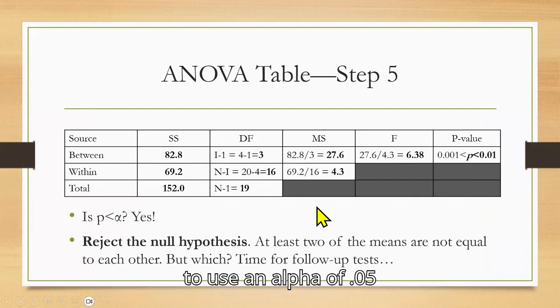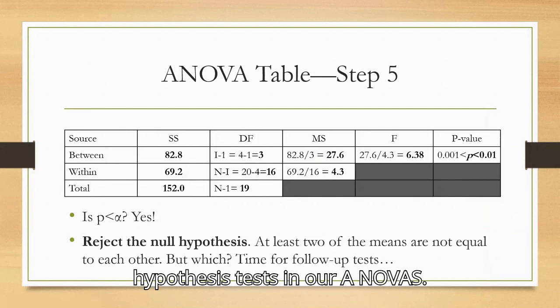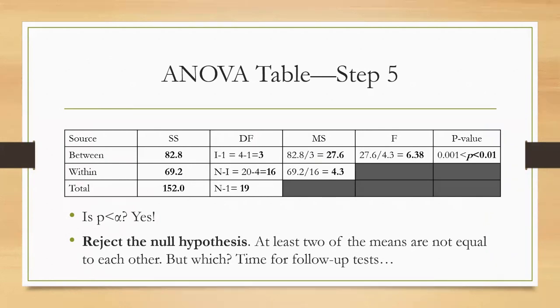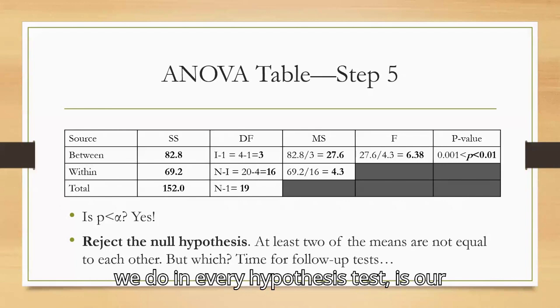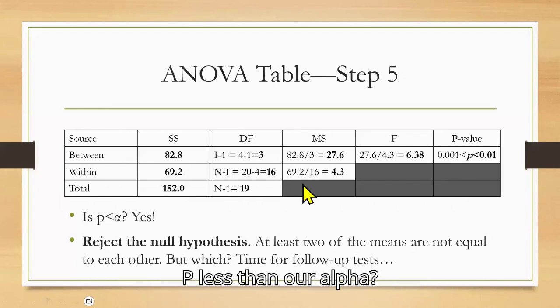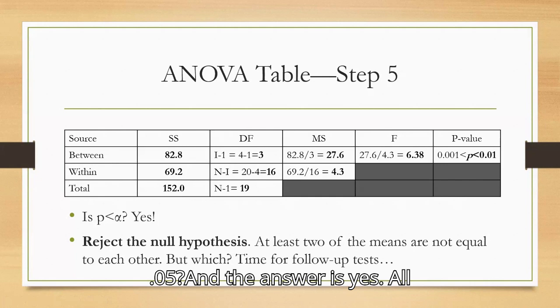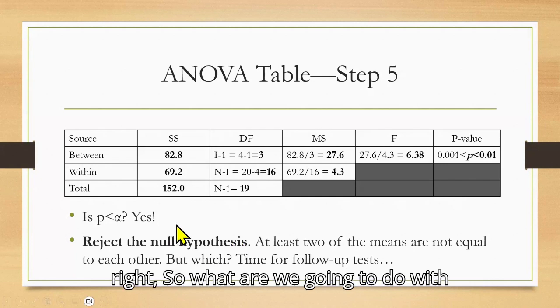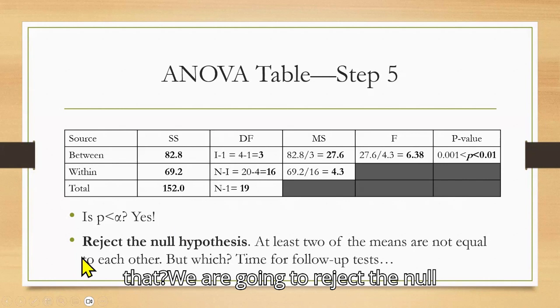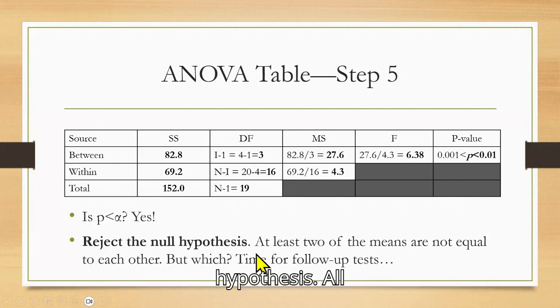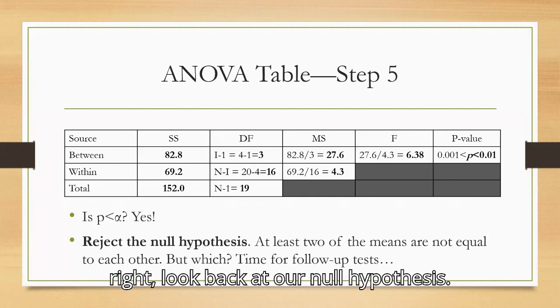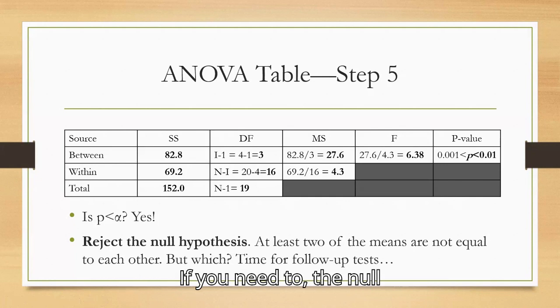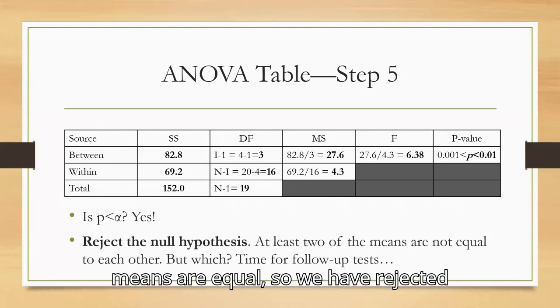We're going to use an alpha of 0.05, basically for all of our initial hypothesis tests in our ANOVAs. So we ask ourselves, just like we do in every hypothesis test, is our P less than our alpha? Is 0.01 less than 0.05? And the answer is yes. So what are we going to do with that? We are going to reject the null hypothesis. Look back at our null hypothesis if you need to. The null hypothesis was that all of the means are equal, so we have rejected that.